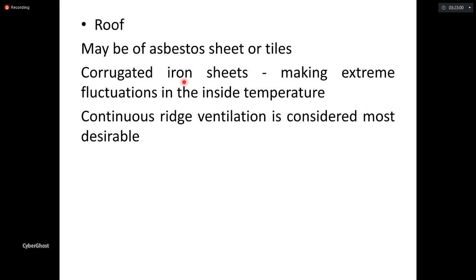Then the roof. What type of materials are we going to use for the roof of these animals? Whether it is natural leaves like cadjan leaves, or asbestos, or tiles, or corrugated iron sheets. So what are the things that we are going to use? Based on the normal ambient temperature and environmental conditions, we can select the best raw material for the roof of these animals.